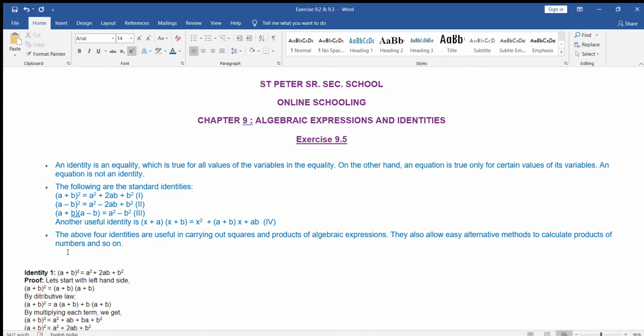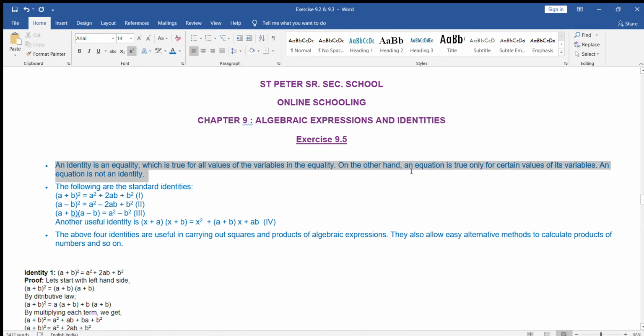First of all, we will discuss what an identity is. An identity is an equality, and it is true for all the values of the variable in that equality. An equation, on the other hand, is true only for certain values of its variable. So we cannot say that an equation is an identity.